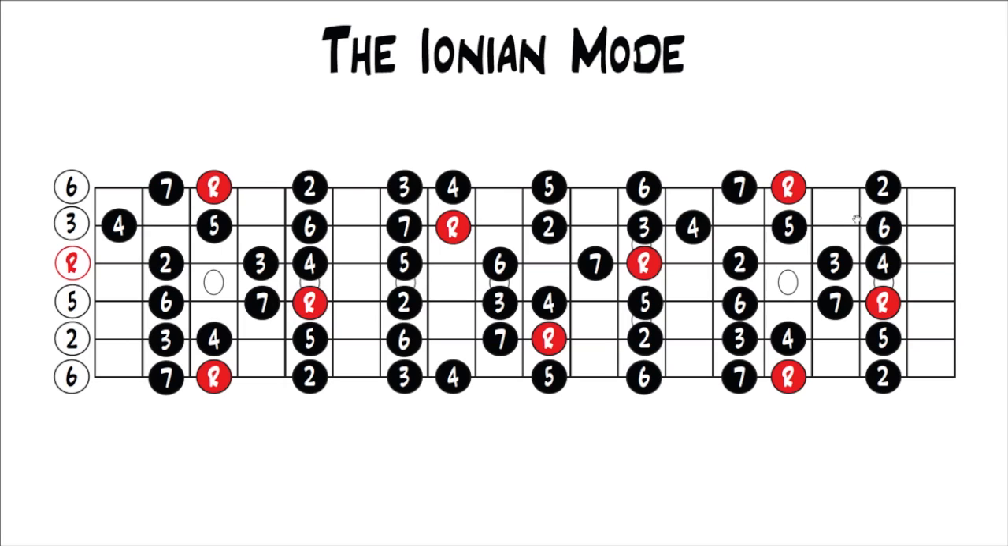So now that you have a basic overview of the modes of the major scale, we're going to take a look at each of the modes individually. And in this lesson, we're going to look at the first mode, the Ionian Mode.